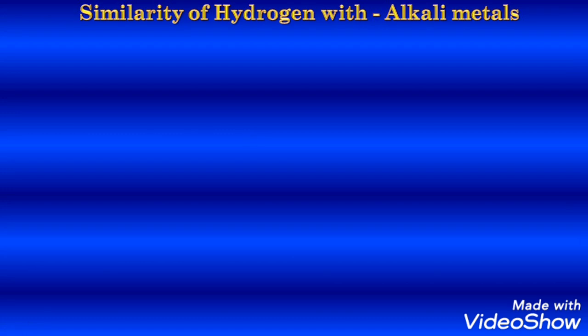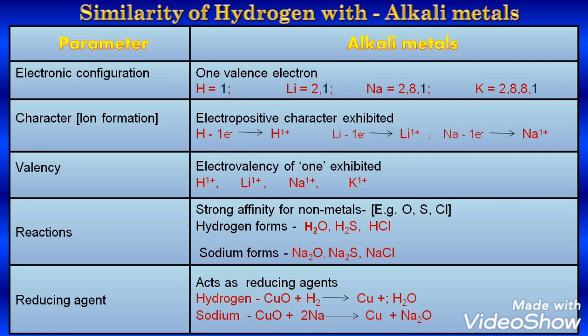We'll see the similarity of hydrogen with alkali metals now. We have a few parameters based on which we'll be learning the similarity of hydrogen with the alkali metals. When we talk about the electronic configuration, hydrogen has one valence electron. So the electronic configuration of hydrogen is similar to that of lithium, sodium and potassium of alkali metals. You can see that in all of these we have one valence electron. So in this aspect, having one valence electron, hydrogen is similar to alkali metals.